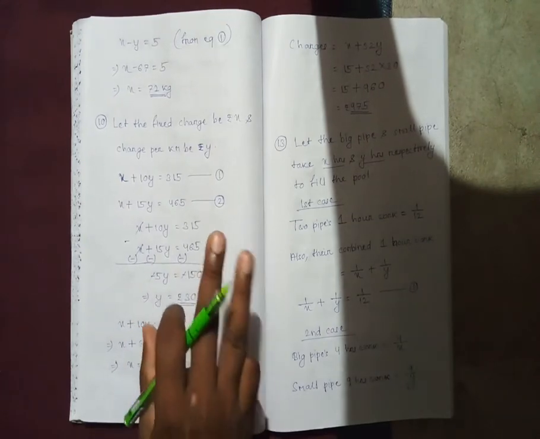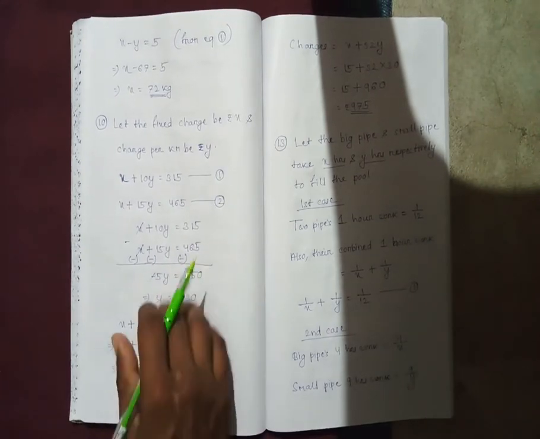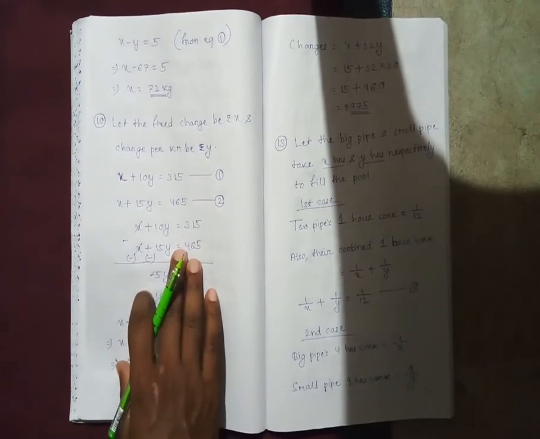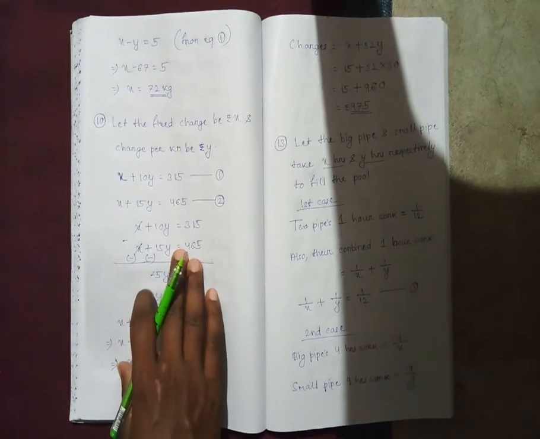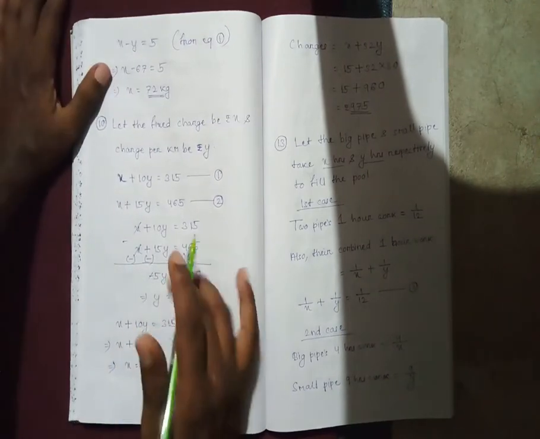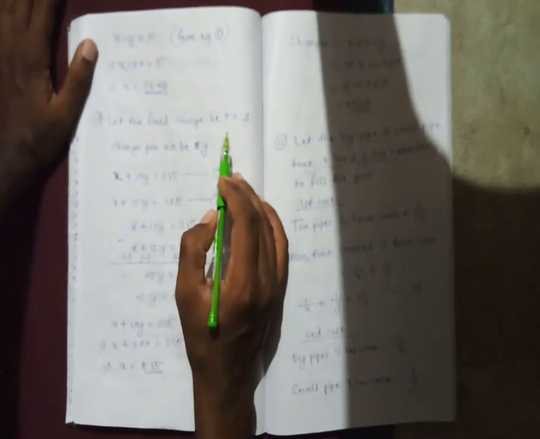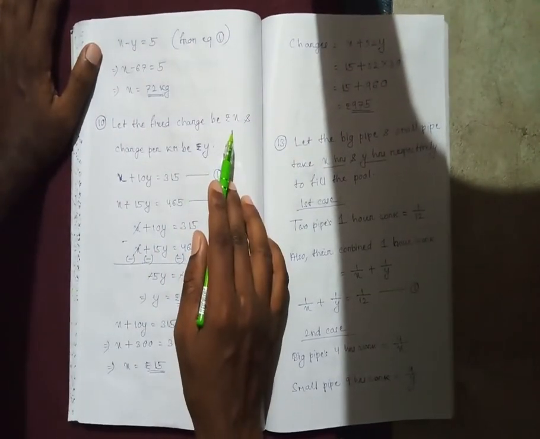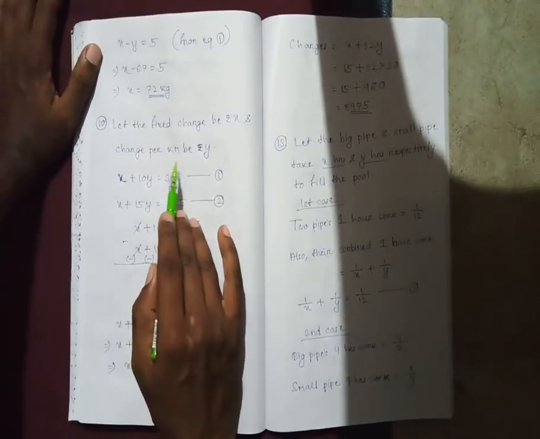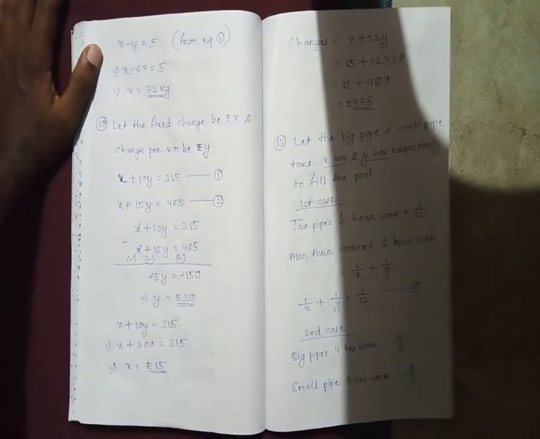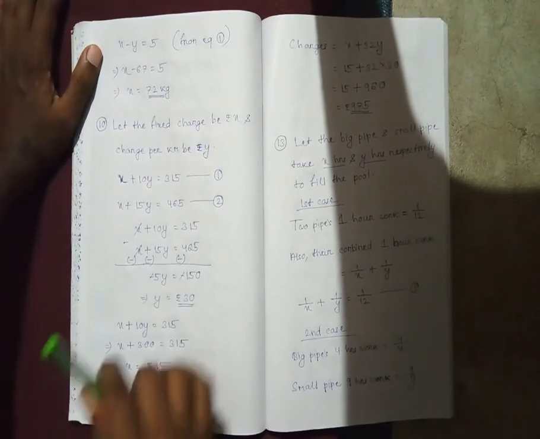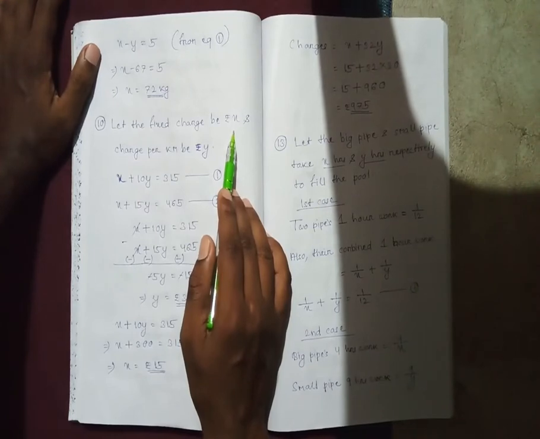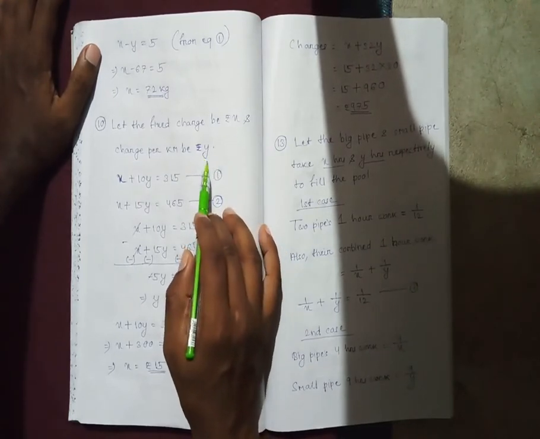There are two types of charges. One is fixed, the other is per kilometer charge. Then, how much does a person have to pay for traveling a distance of 32 kilometers? Let us find. Let the fixed charge be rupees x and the charge per kilometer be rupees y. That means you have to give x rupees first in order to reserve that taxi. Then for per kilometer you have to give y rupees.